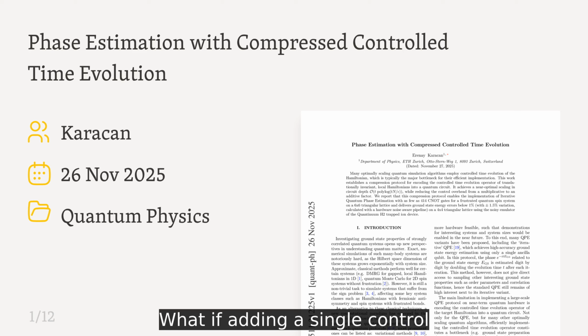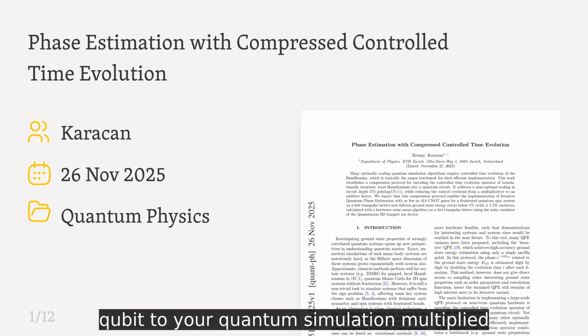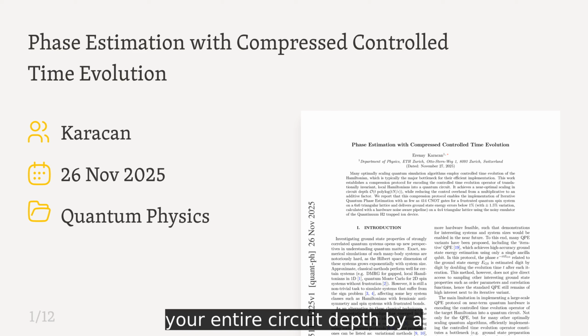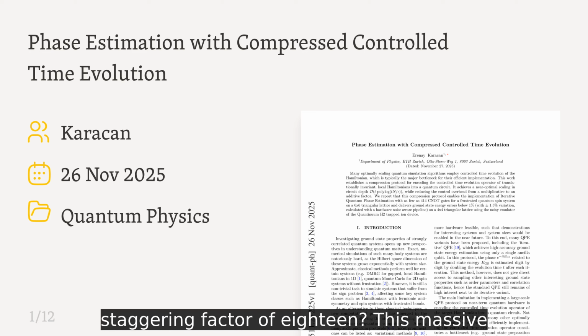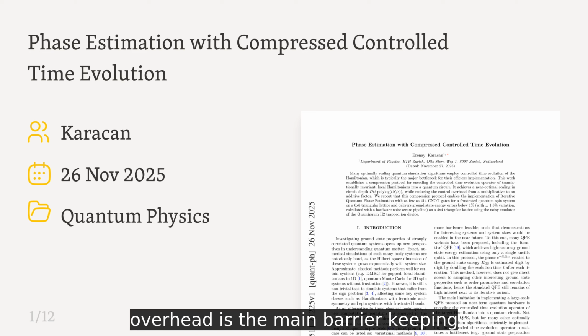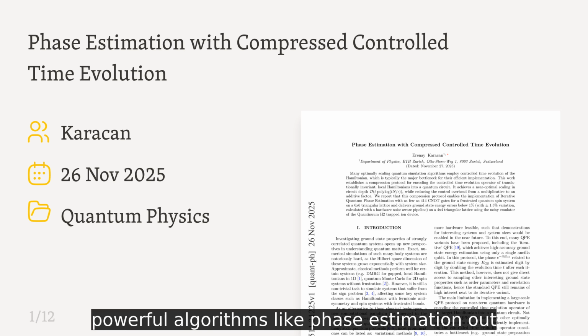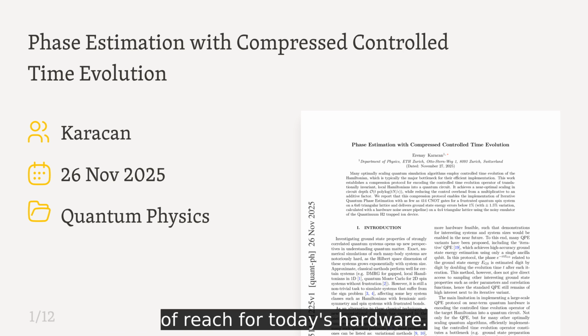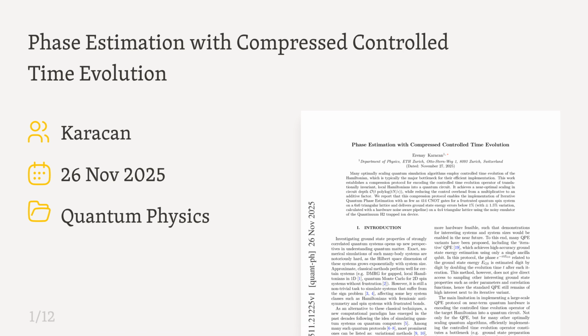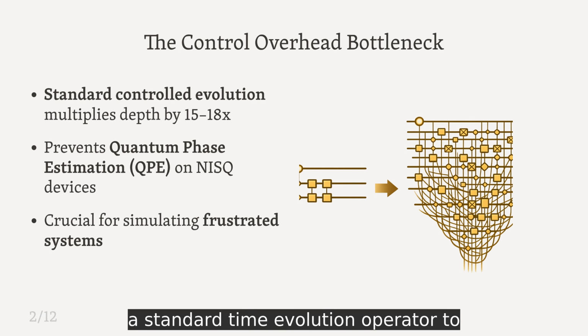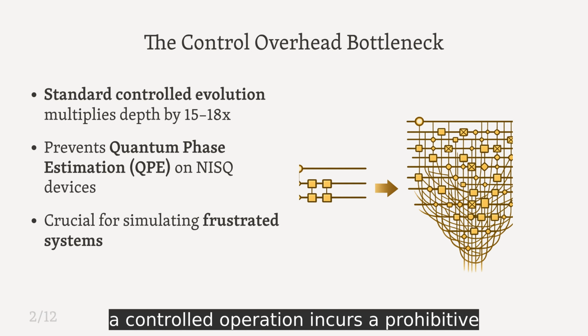What if adding a single control qubit to your quantum simulation multiplied your entire circuit depth by a staggering factor of 18? This massive overhead is the main barrier keeping powerful algorithms like phase estimation out of reach for today's hardware. The core problem is that promoting a standard time evolution operator to a controlled operation incurs a prohibitive cost, often increasing circuit depth by 15 to 18 times.